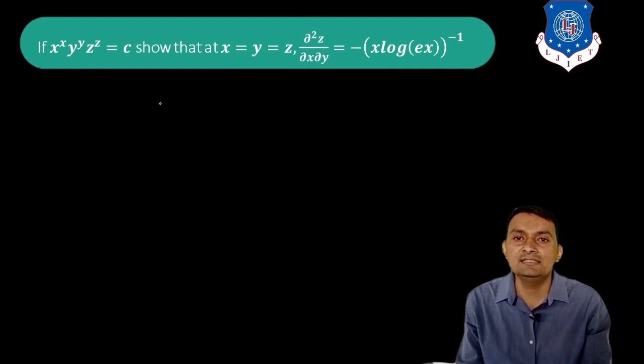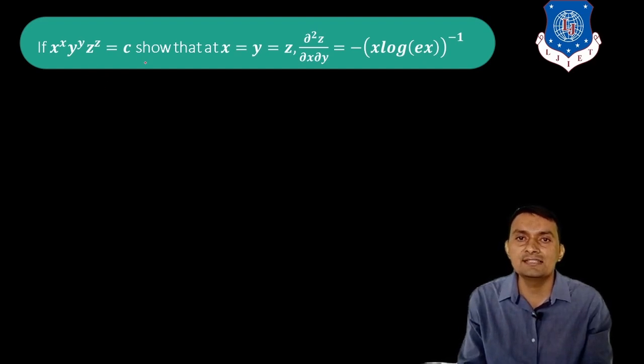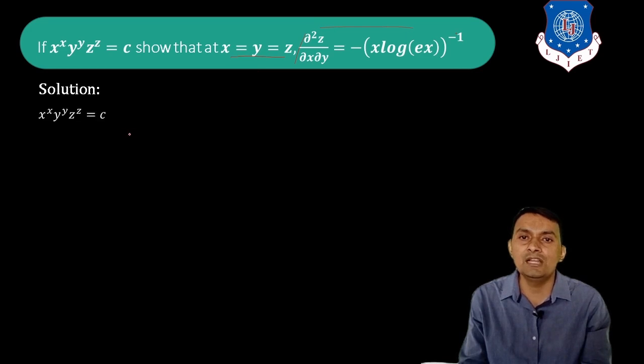Now look at another question. If x raised to x, y raised to y, z raised to z is equal to c, we want to determine that x is equal to y is equal to z. The answer is like this one. So how do we get it? For that, I have to assume the logarithm throughout.